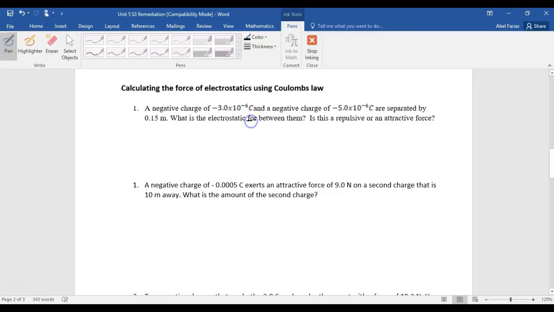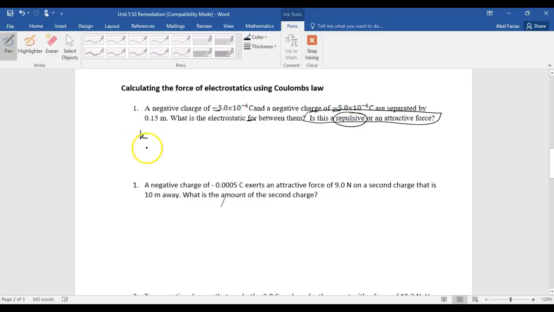This should say force. Is this repulsive or attractive? Well, we can answer this second question right now. Is it repulsive or attractive? Well, we have a negative charge and a negative charge. So we know that two negatives will be repulsive. They will repel. Alright, so let's go ahead and start a math problem.